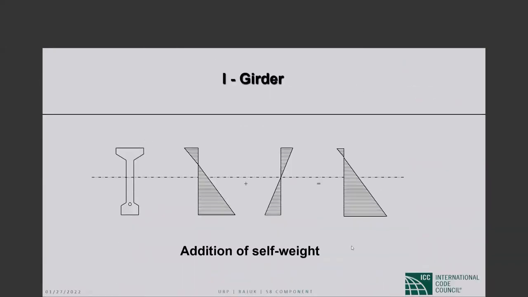Addition of self-weight. Now we understand that we are progressing through the different loading stages. This was the previous with only pre-stressing applied. Now it's self-weight. And suddenly we have this situation where we have unequal stresses, quite a bit of non-uniformity on the cross-section.